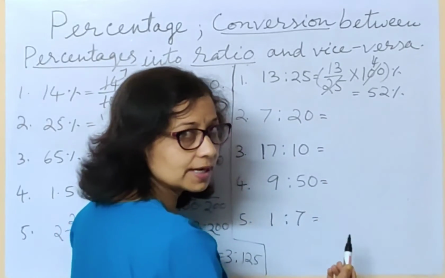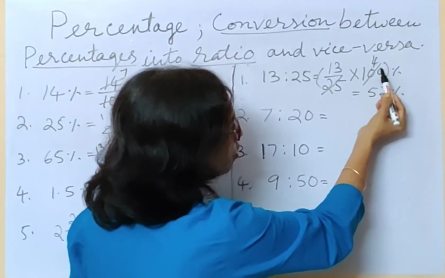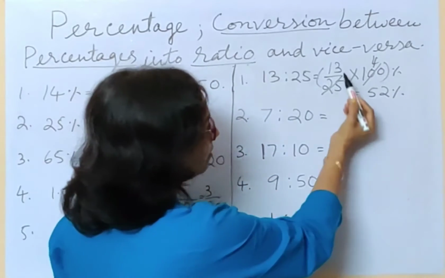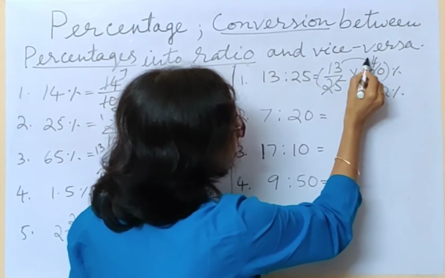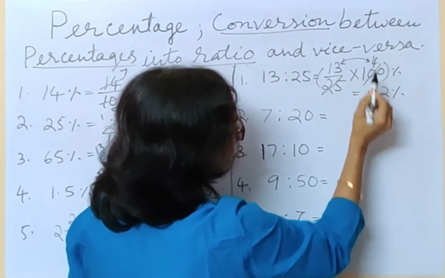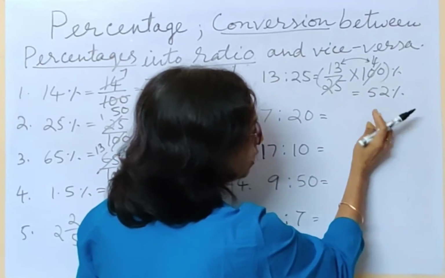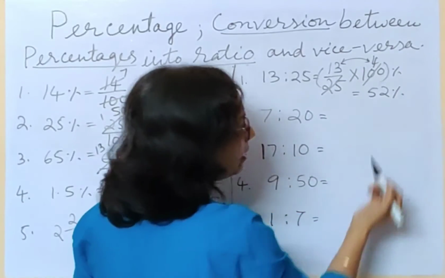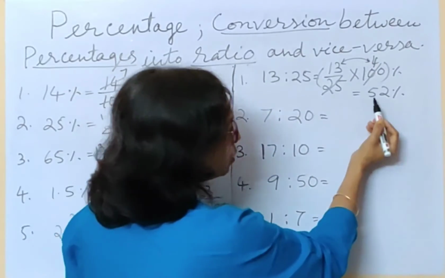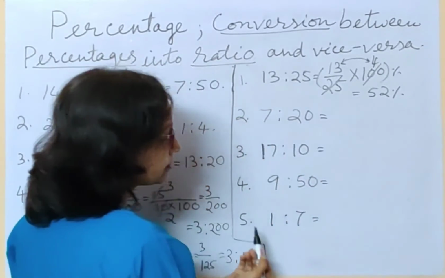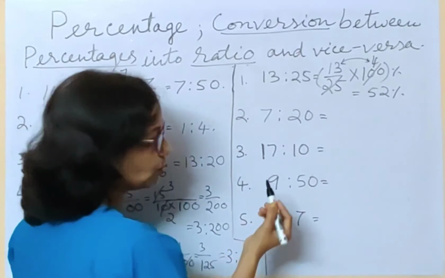It is cancelable. They are divisible, right? So 25 goes 4 times to 100. And then we multiply 13 into 4. 13 4s are 52. And we place the percent symbol on the right side. So 52%.